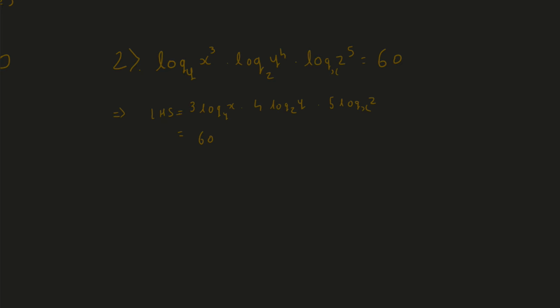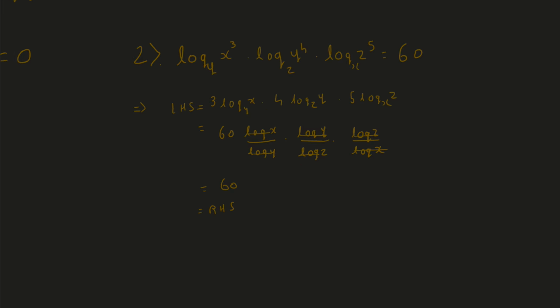Now here we will use the change of base formula to write log x to the base y as log x upon log y, multiplied by log y upon log z, and log z upon log x. The base can be taken as anything, but we have taken the base 10 here. It doesn't matter actually, because all of these are just going to get cancelled out. Log x, log y, numerator and denominator get cancelled out, and log z also gets cancelled out. The answer is just going to be 60, which is the right hand side. Okay, so this is how you solve the questions.